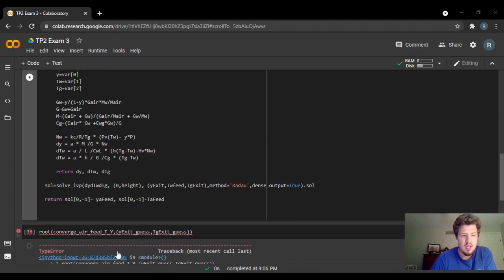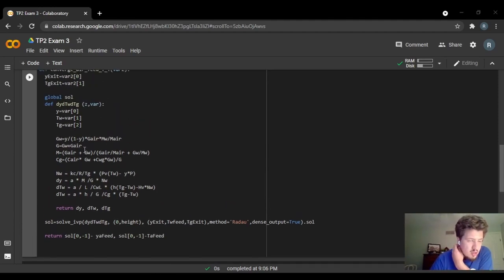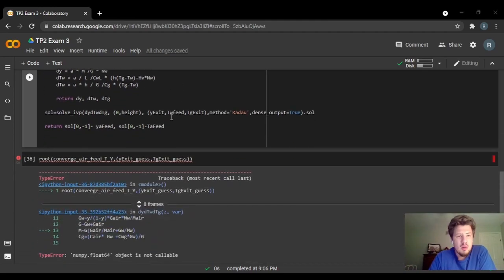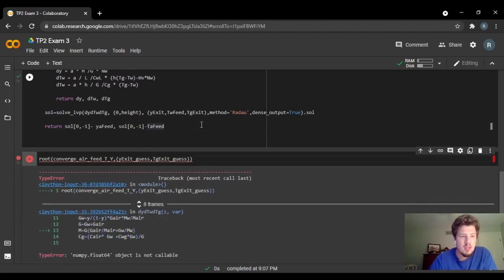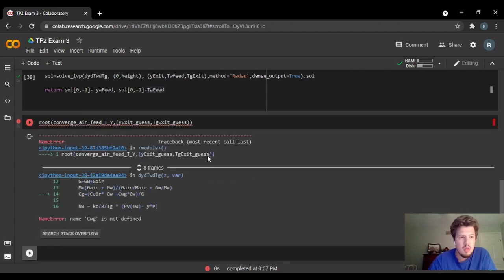I have accidentally typed in the molecular weight function wrong, so it did not like that. So I previously had messed it up. It's the molar or the gas flow rate of air plus the gas flow rate of water divided by the gas flow rate of air divided by the molecular weight of air plus the gas flow rate of water divided by the molecular weight of water. So let's see if that fixes my problems.